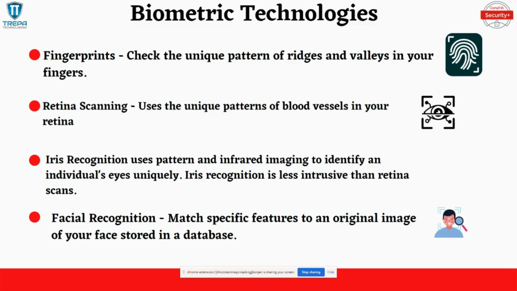And then we have iris recognition, which uses patterns in infrared imaging to identify an individual's eyes. So this is considered less intrusive, and this really just deals with how deep the scan has to go and how close your eye has to be to the scanner. And then, of course, we have facial recognition, a common biometric used today.